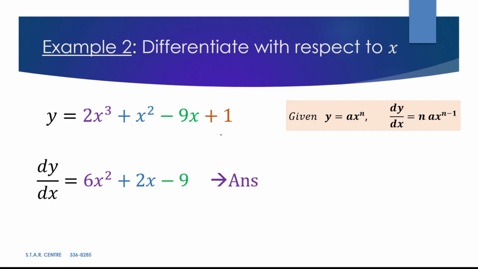And differentiating the plus 1. Now this plus 1 is not associated with any variable such as x, and we learned that the differential of a constant is 0. So if I differentiate the 1, the answer is just 0. No need to write in a 0 at the end. The final answer would be 6x squared plus 2x minus 9.